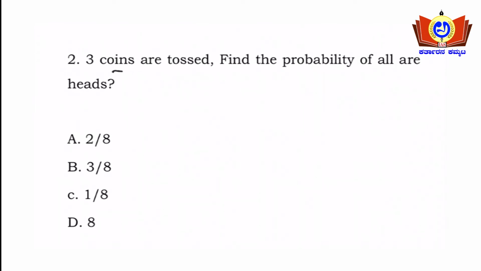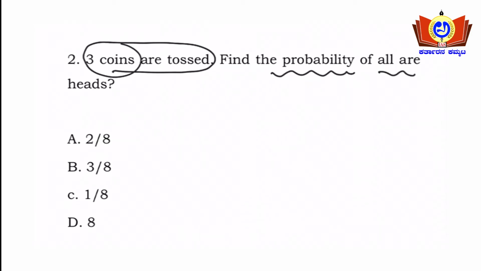Three coins are tossed. How many coins are tossed here? Three coins. Find the probability that all are heads. The three coins should all be heads. What are the total possibilities? The total possibilities are 8. When you flip three coins, you get 8 different possibilities. I explained how in the previous concept video. If you have not watched it, I request you to go to the previous video, watch it, and then come and attend the questions.